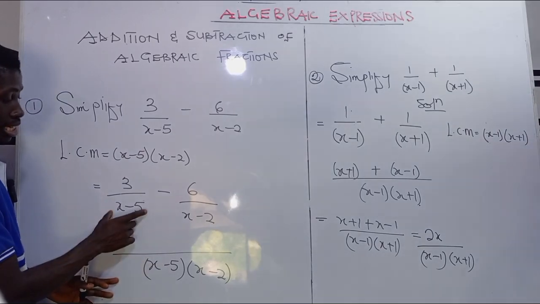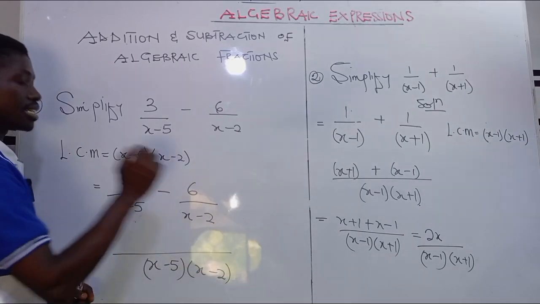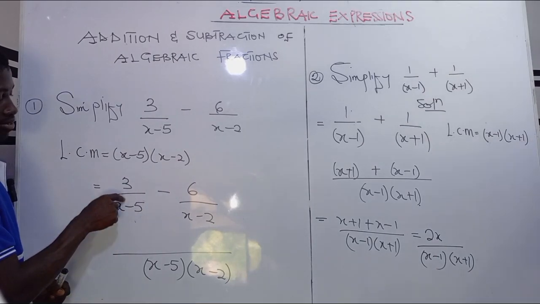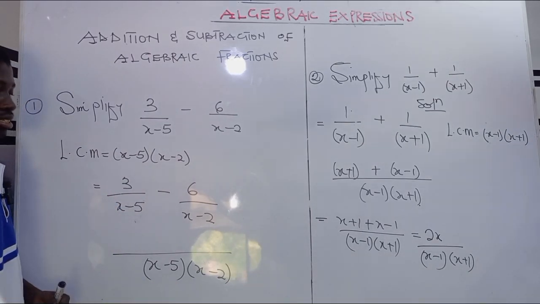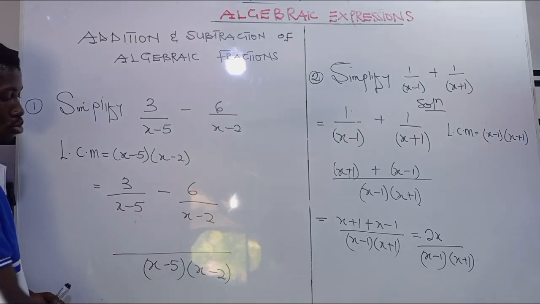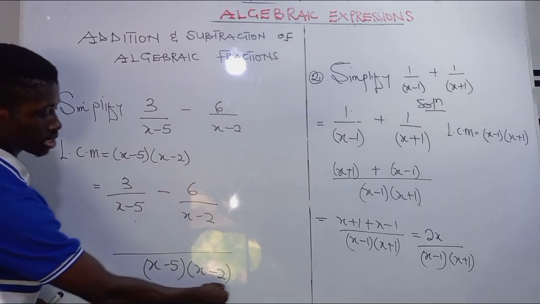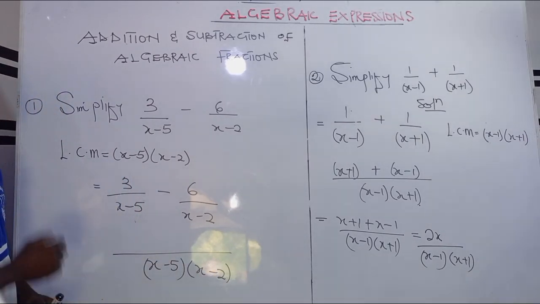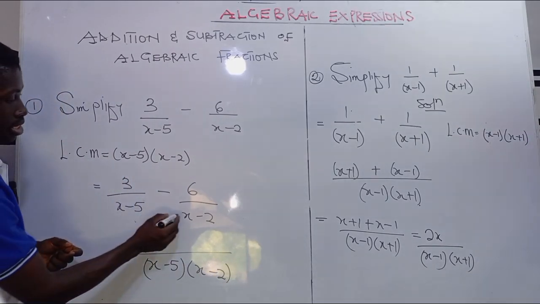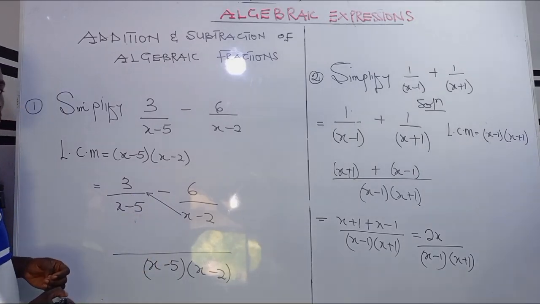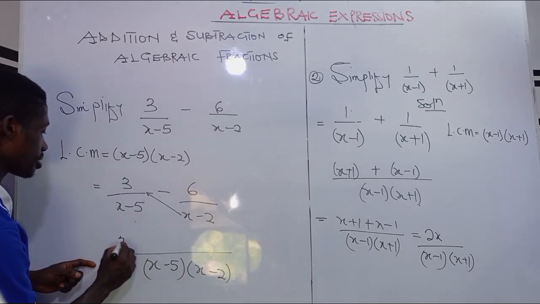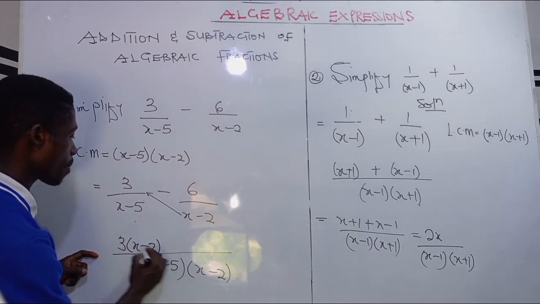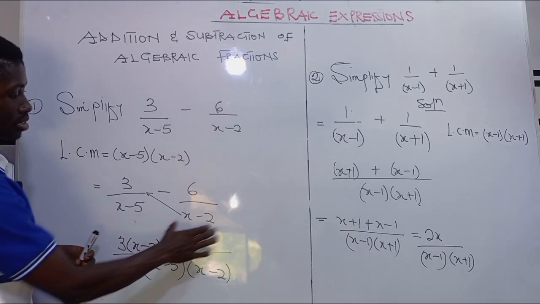Or we use the denominator of the first fraction to divide the LCM. So x minus 5 into the LCM will give us what? This, x minus 2. And then we use this to multiply the 3, which is the same as using this to multiply that. So we are going to get 3 multiplying x minus 2. And then after that, we move on to the second fraction.